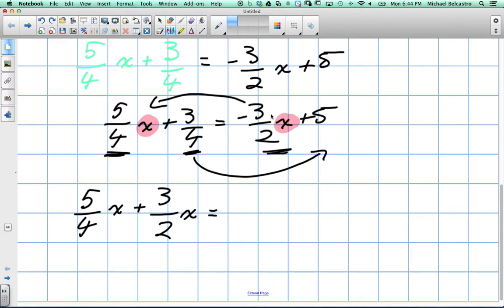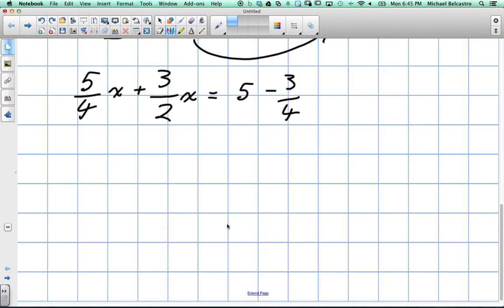Now remember, this term has already been moved, so we have 5, and this will become minus 3 over 4. Did those steps make sense? Okay? So we got our like terms. We just got to simplify them.